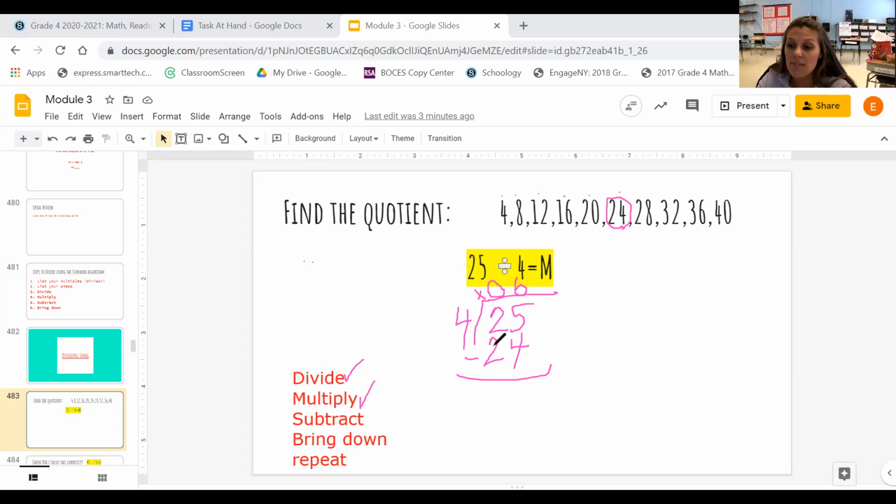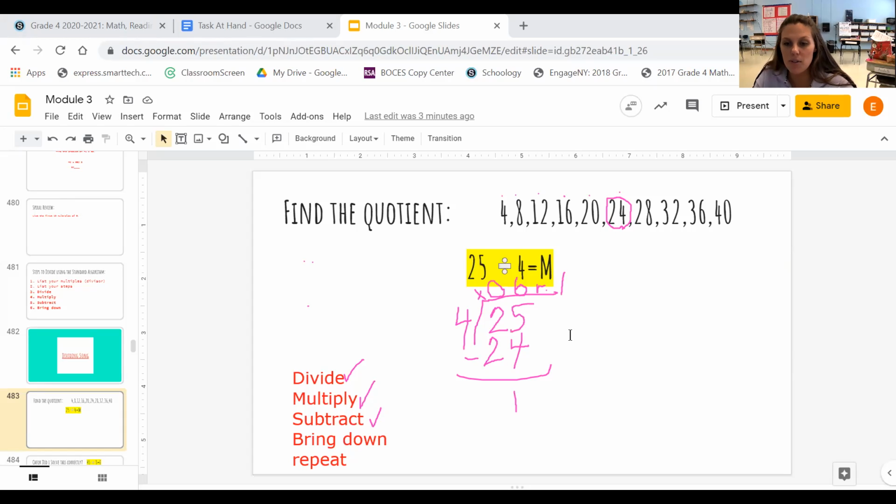Now I'm going to subtract. Remember, I'm looking at 25 and 24. If I have 25 cookies, I take 24 away. I'm left with 1 cookie. Now, we're going to check. Can I have just 1 cookie and take 4 away? No. Do I have anything left to bring down? Doesn't look like it. So that becomes my leftovers or my remainder.